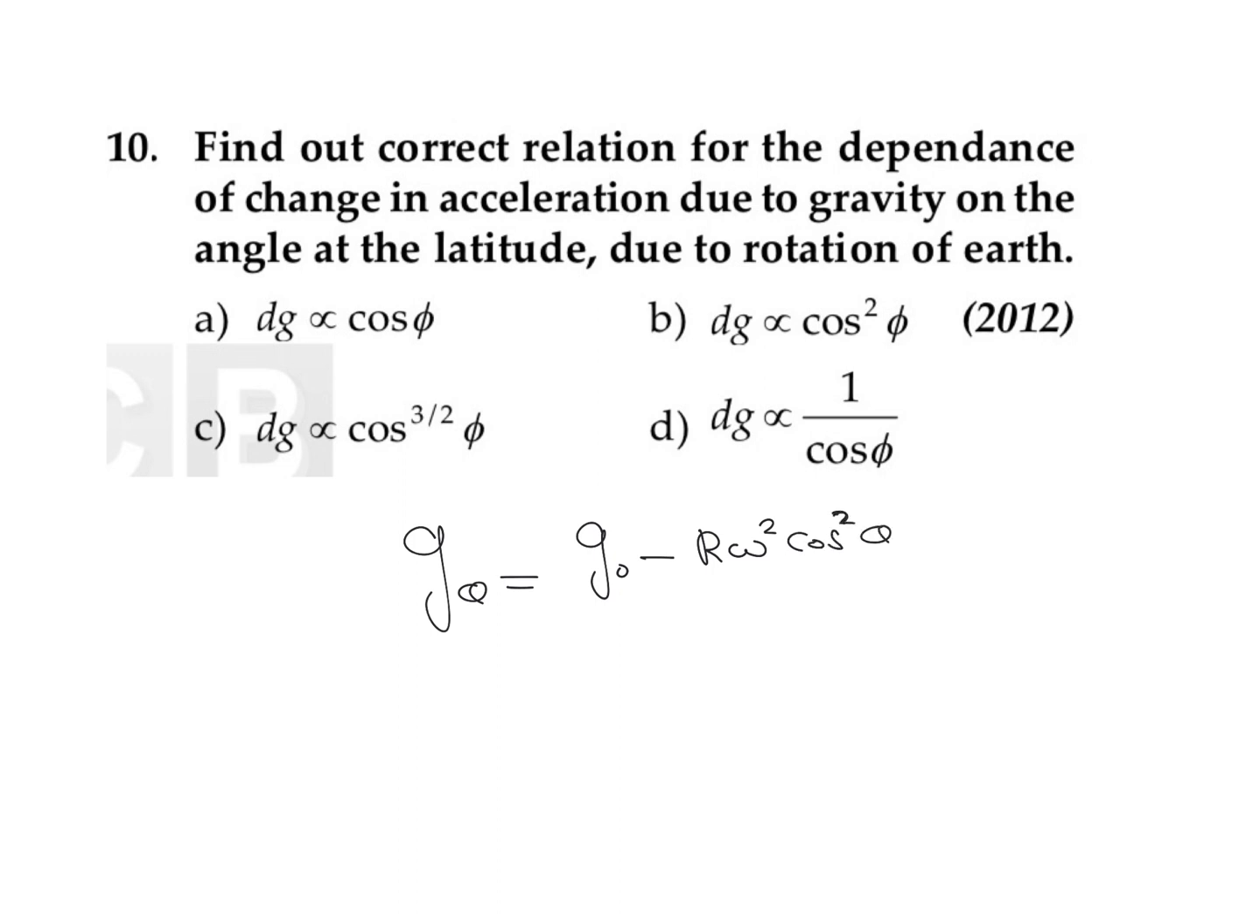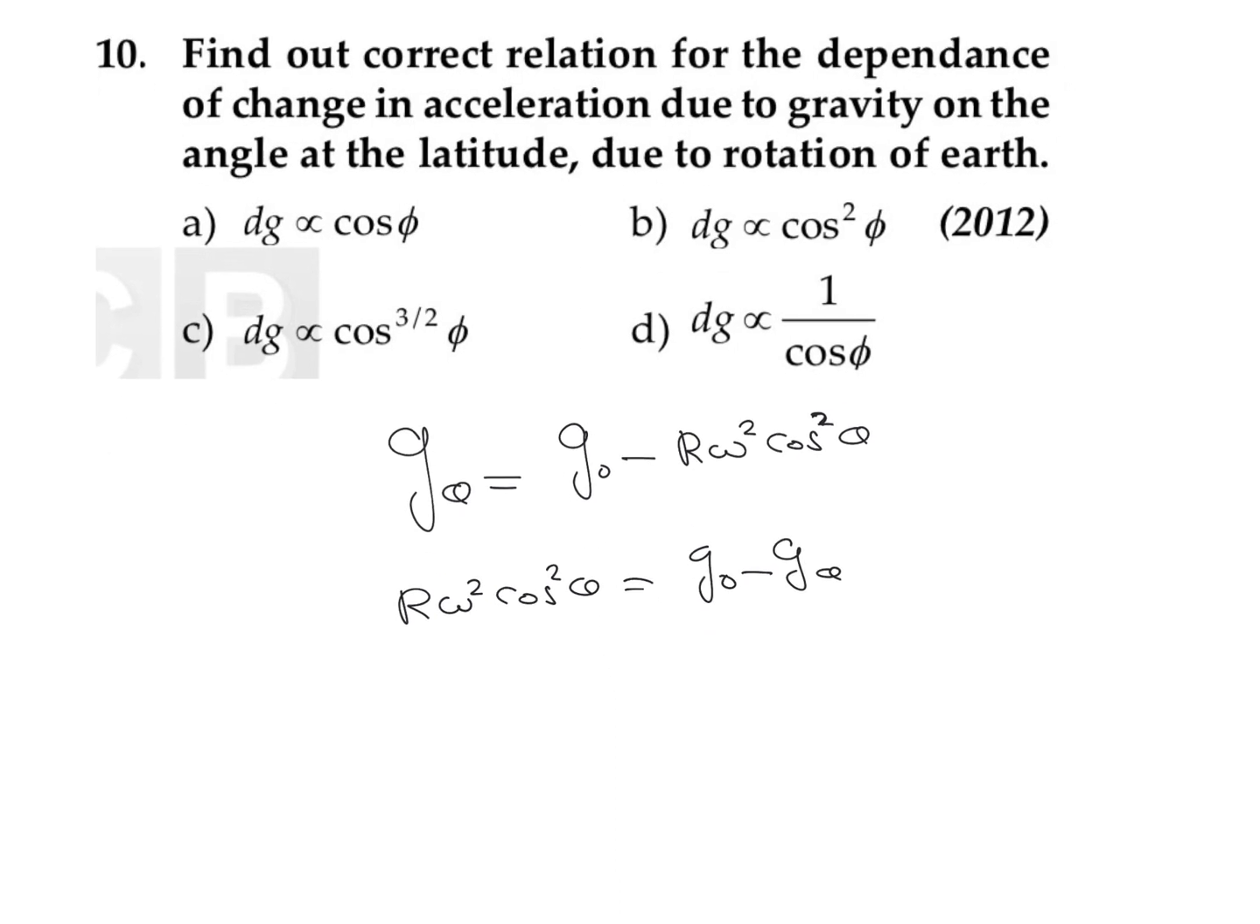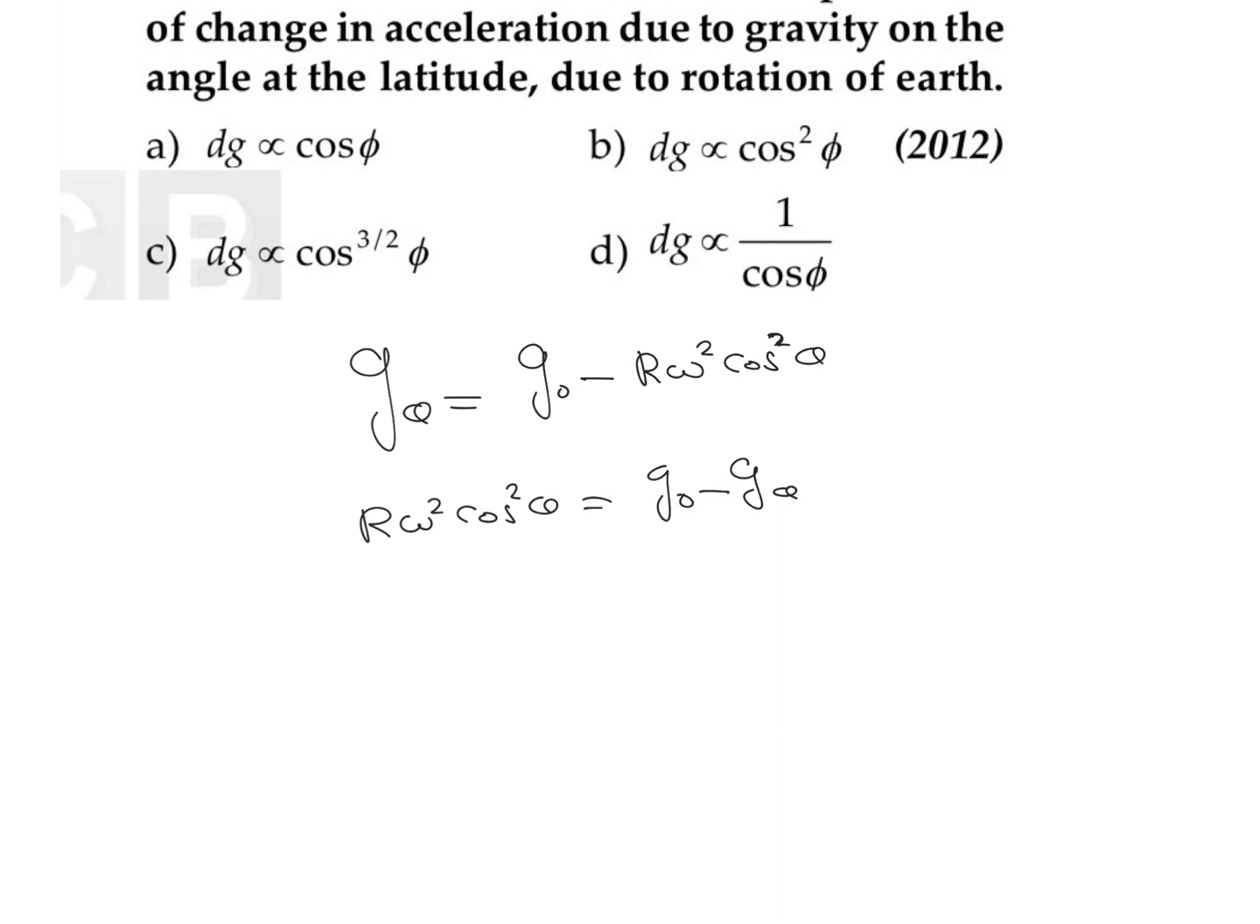Now we want to find out the value of change in acceleration due to gravity. So r omega square cos square theta is equal to the gravitational field on the surface minus the gravitational field at an angle theta. So final minus initial will give the value of change. We can take this as dg, the change in value of g.